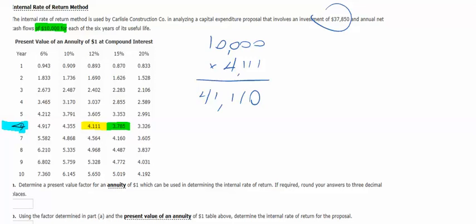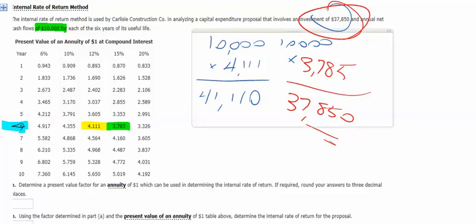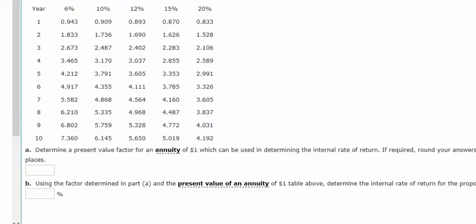3.785. Well, I already know that's going to be my correct answer because I can eyeball that number. Let's take the 10,000 times 3.785, and that of course equals $37,850. So that is definitely going to be the correct answer. So I'm going to put the 3.785. I'll select that as my answer.